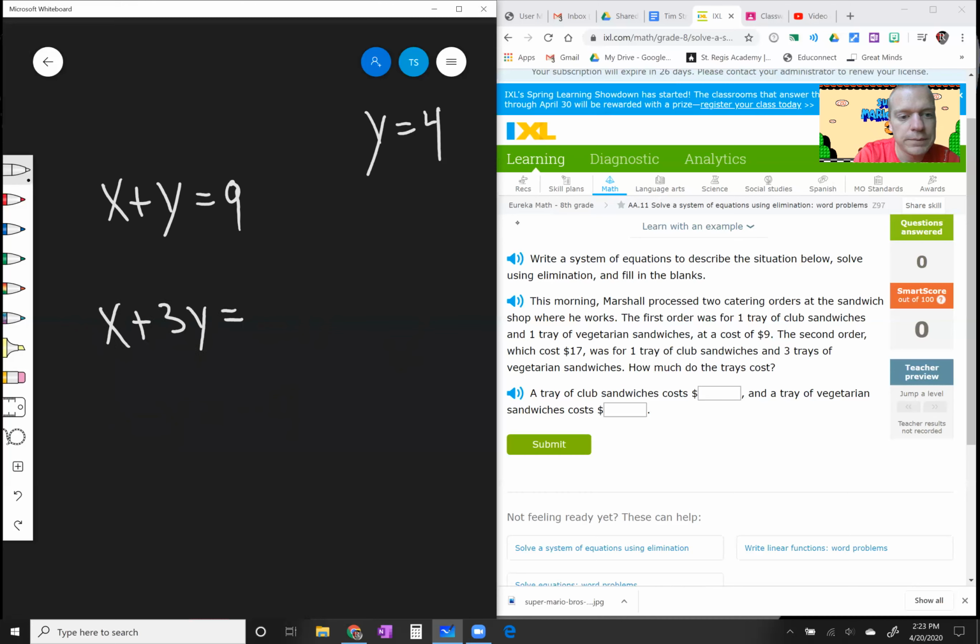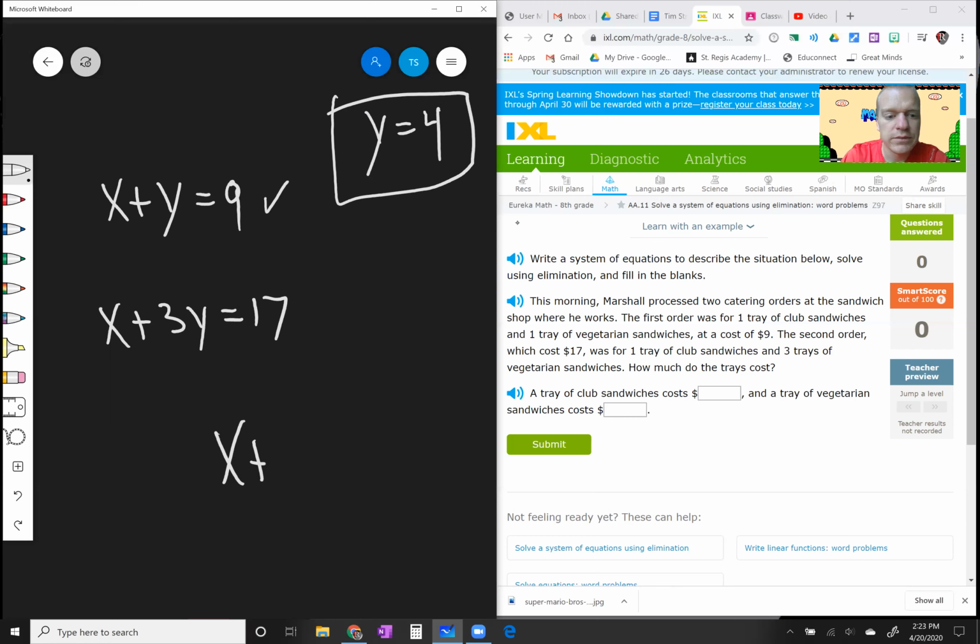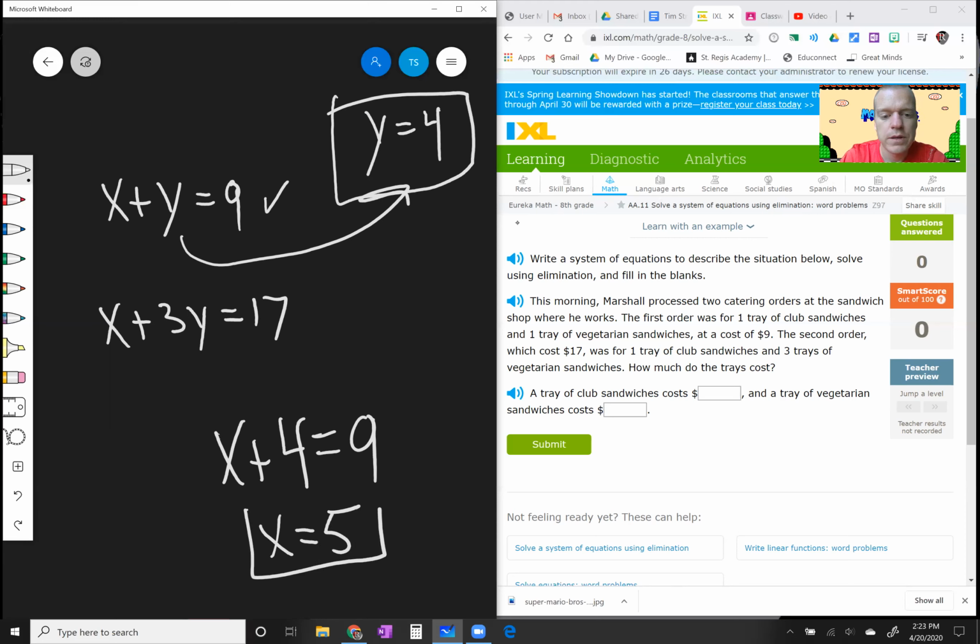Okay, so now you just need to take your y equals 4 and plug that into one of these equations. Doesn't matter which one. Let's just do this one because it seems very simple. So if we have x plus 4, because that's what I'm saying now, equals 9, then we can easily see that x is going to be 5, right? So there's your answer. y is 4, x is 5.